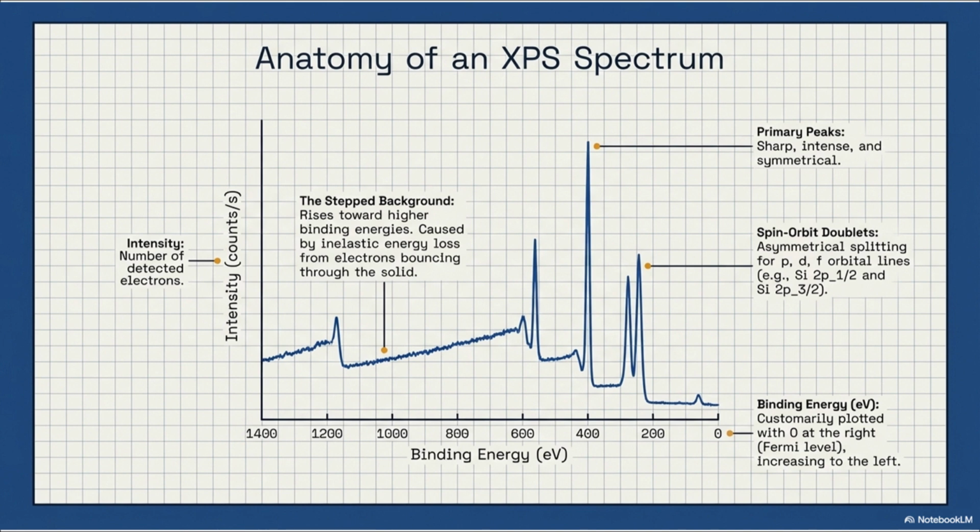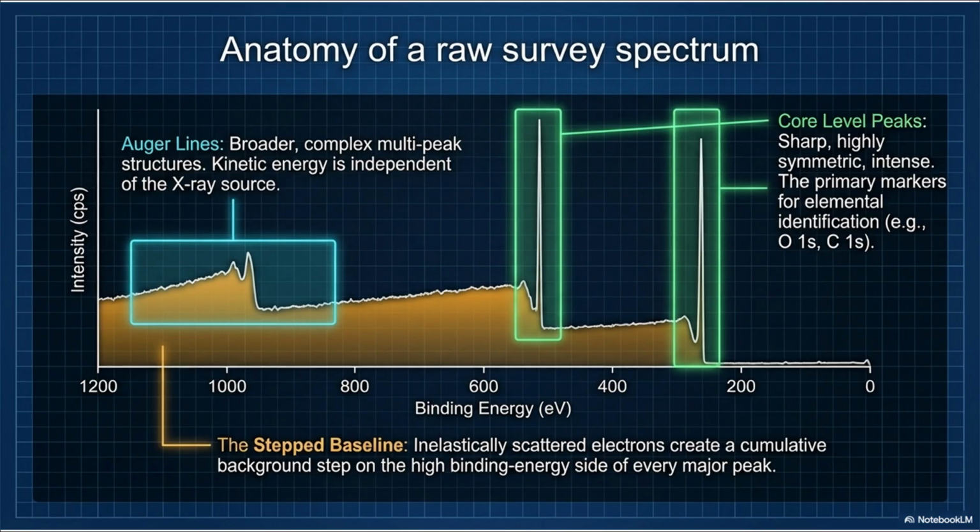The most important things are these sharp, intense core-level peaks. Their exact position on the chart tells us precisely which elements are on our surface. You'll also see this rising stepped baseline, and that's just the background noise from all those scattered electrons we talked about earlier. And sometimes you'll see these broader humps called Auger lines. They come from a different secondary electron process, and honestly, for today, we can pretty much ignore them and just focus on those nice, sharp core-level peaks.